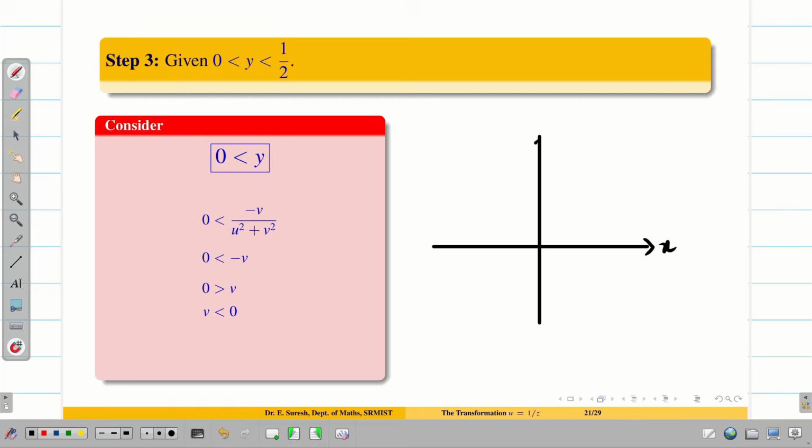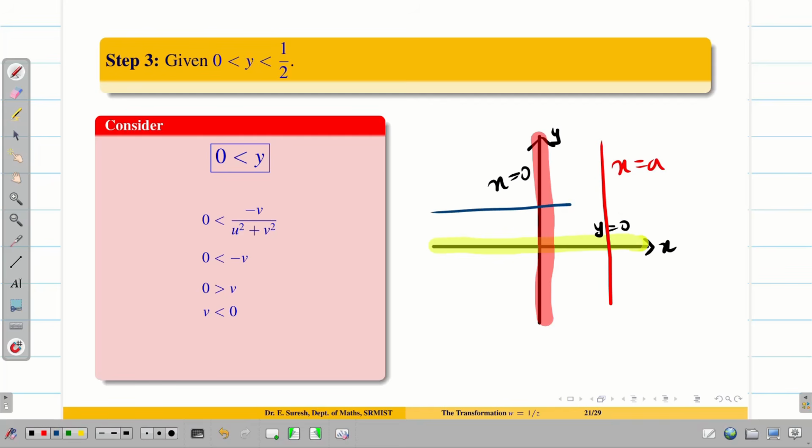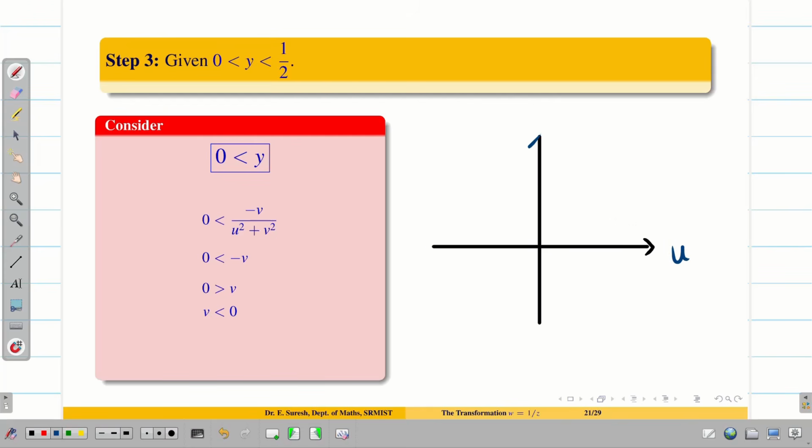First we have to recall some basics. If the line y equal to 0, this is x-axis. If you say the line x equal to 0, it is going to be my y-axis, and any line parallel to y-axis is some x equal to a, and any line parallel to x-axis is some y equal to b. In the similar way, we have to approach the w plane. Here we have u and v axis. If I say v equal to 0, it is nothing but u axis. Similarly, if I say u equal to 0, then it is going to be v axis.